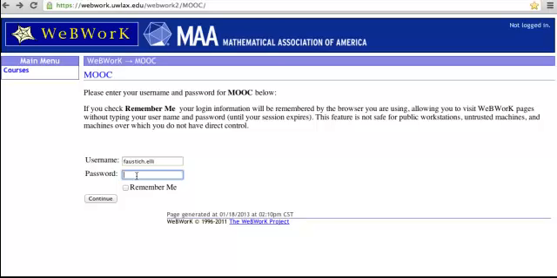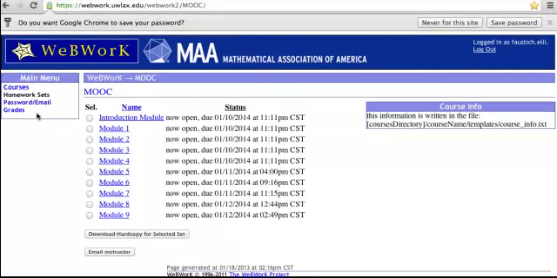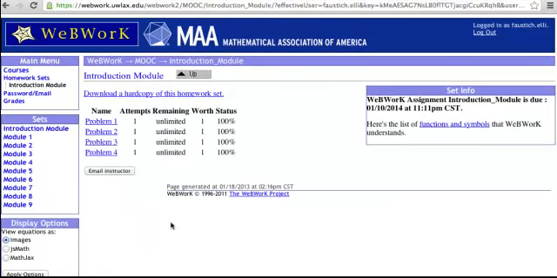Your password will initially be set to 1234. Once we get in, you can see how we will change our password. You can change your password by going to the password email link on the main menu. We're going to start by looking at the introduction module, which will help us understand how to use WebWorK.